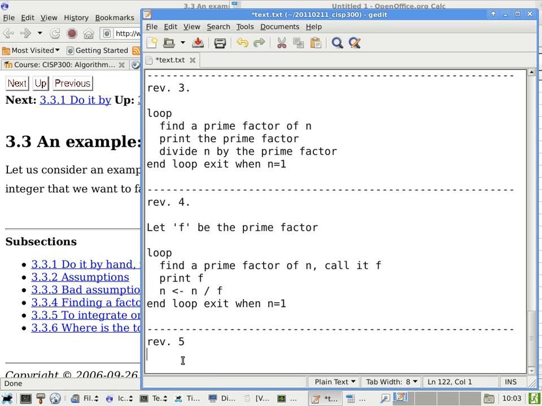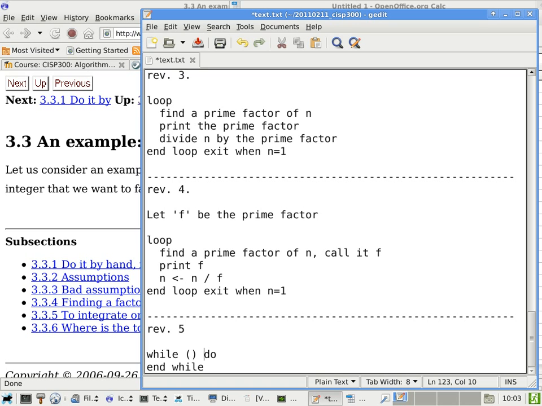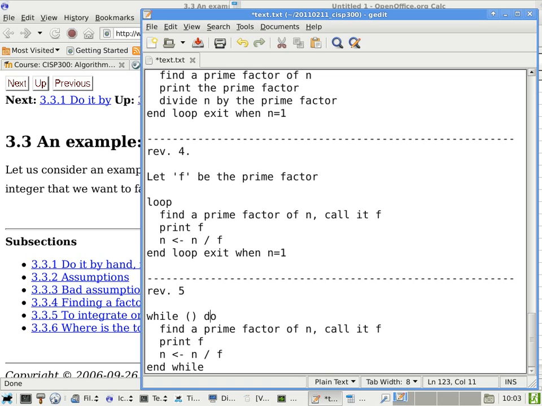In other words, from revision 4 to revision 5, all I'm doing is getting rid of the loop placeholder here and substituting it with an actual loop structure. In this case, it is a while, blah, blah, blah, do, and while. And the content of the loop is exactly the same. I left the condition blank because I want you guys to tell me what it is supposed to be. n is greater than 1. Okay? And n is greater than 1 or just not equal to 1. Either works. This works too. So this is my general algorithm to find all prime factors of a number.